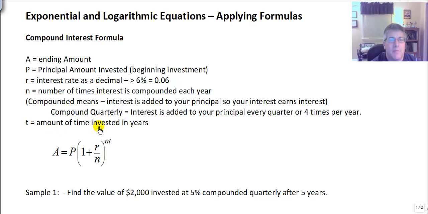And t is the amount of time that you're investing in years. So if you're doing an annual interest rate, t is the number of years. If you did a monthly interest rate, t would be the number of months. But normally we quote interest rates on an annual or yearly basis, so our time will also be in years.